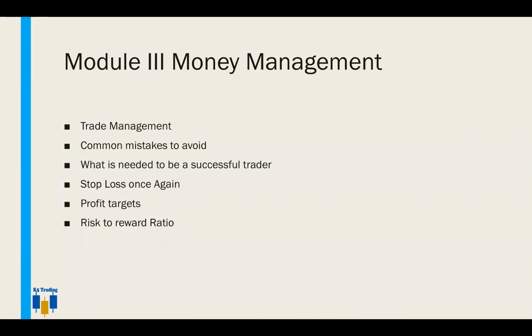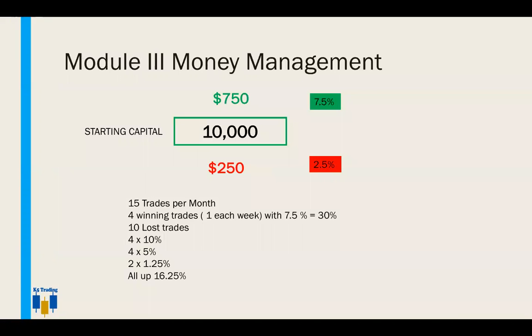Now it's time for the money management. Let's put it that way: if your starting capital is $10,000 and you make a 7.5% gain, that will allow you to make $750. And if you lose 2.5%, that will be $250.